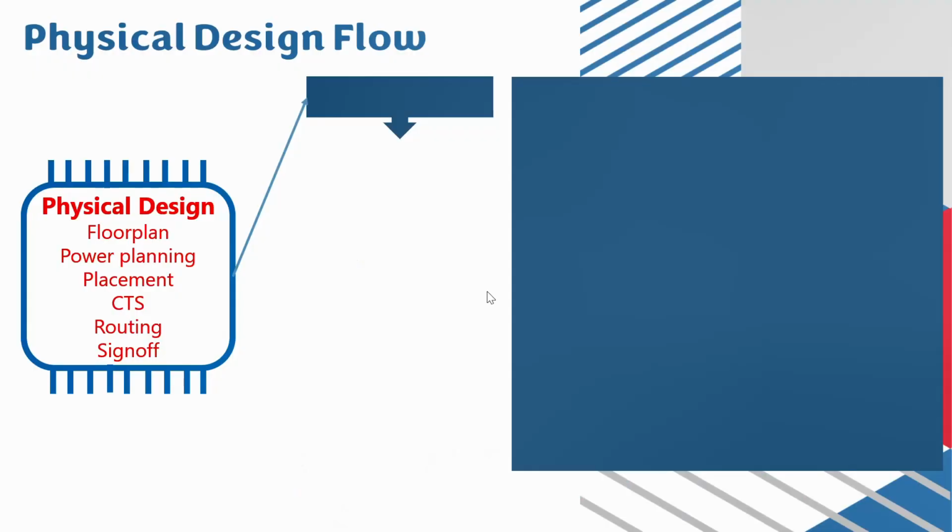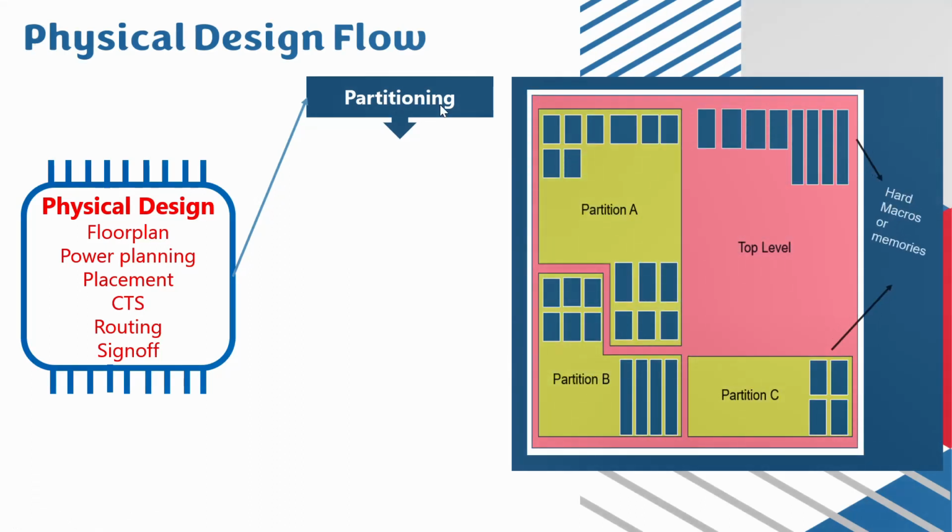The first step in the physical design flow is partitioning. Although partitioning is not mentioned here as part of the physical design flow, because mostly it is done at the architectural phase of the design, partitioning is usually considered when we are dealing with a full chip or top level design. So it is a step which divides a chip into multiple functional blocks or smaller sub-blocks.